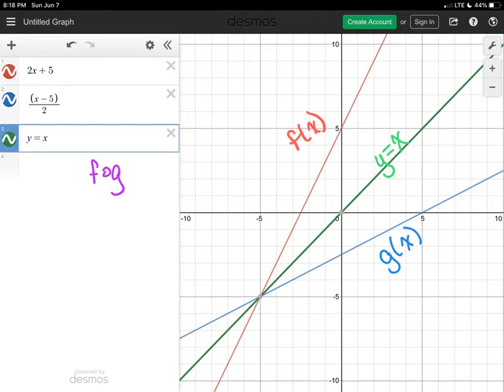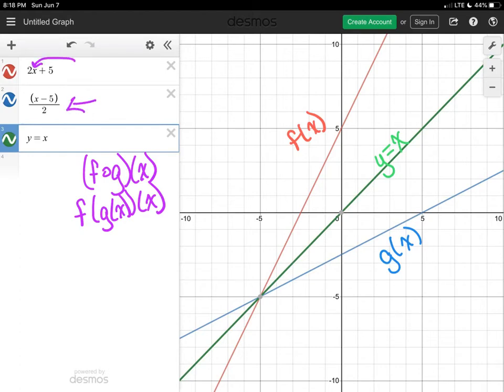So I am going to do f composed of g of x, okay? F composed of g of x. So what that means is I'm going to take g of x and I'm going to plug it into f of x, okay? That's what I'm going to do. So I'm going to take this (x minus 5) over 2 and I'm going to plug it into that x right there. So I've got 2 times (x minus 5) over 2 plus 5.